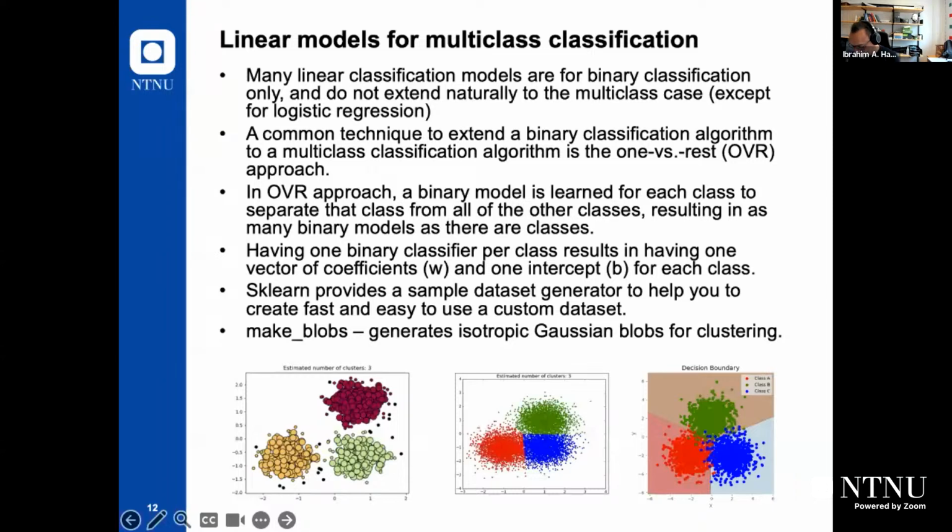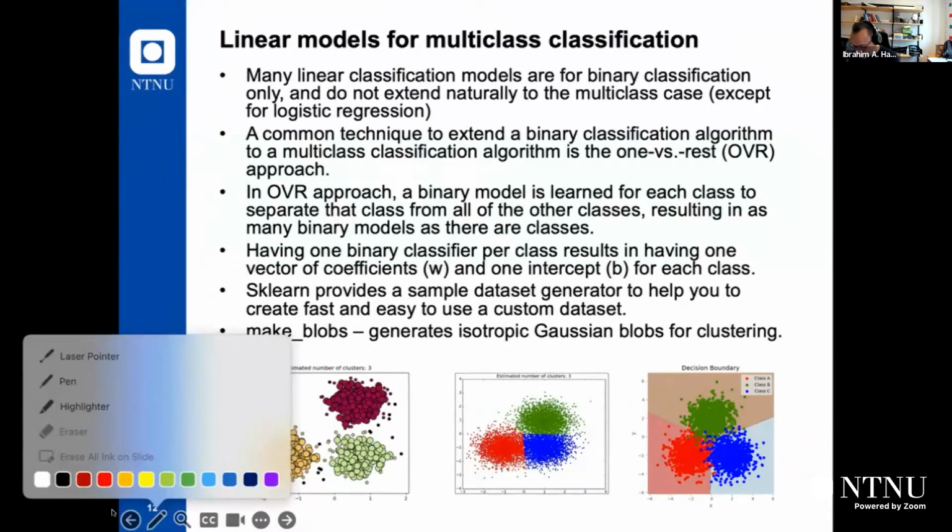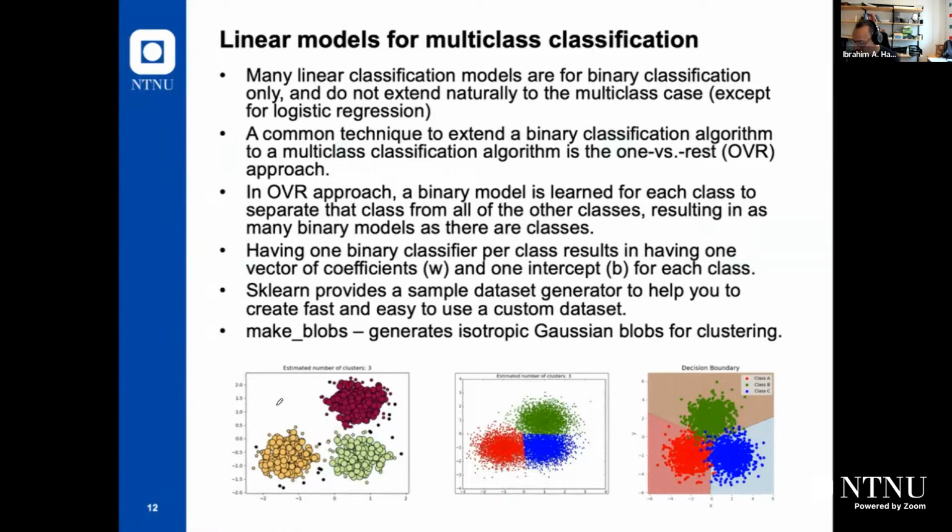Many linear classification models are for binary classification only and don't extend naturally to multi-class classification. So they can be used only for solving binary classification problems, but we will learn here how to expand this model to solve multi-class classification problems. A common technique to extend a binary classifier to a multi-class classification algorithm is one versus rest. So we will use this technique, which is called the one versus rest approach.